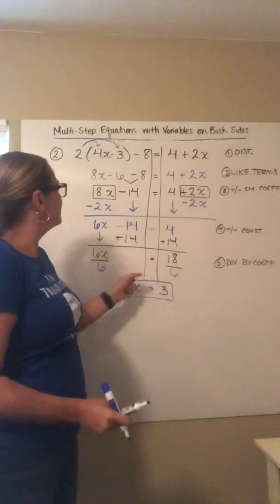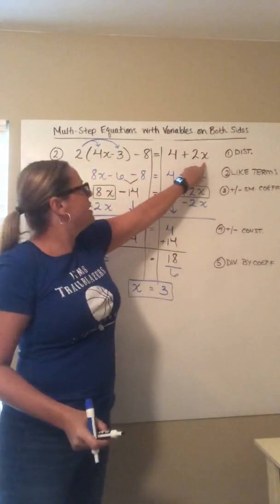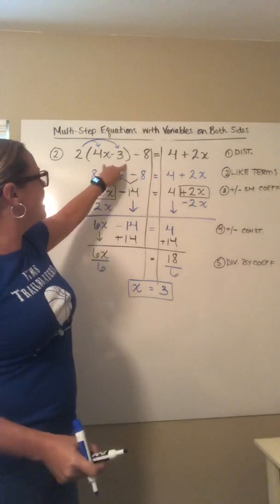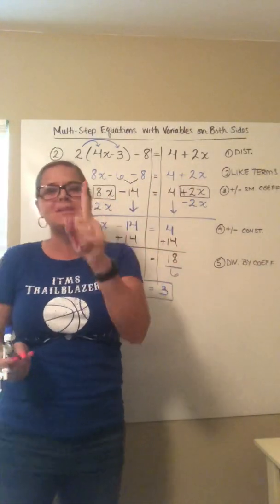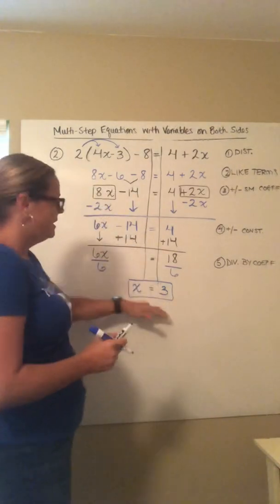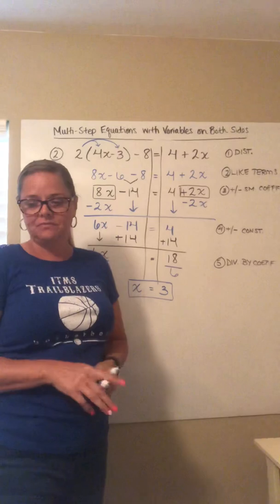If I were to replace x with 3 on the left and right side, it means that the value of the left side and the value of the right side would equal each other. And there's only one solution for which that happens, and it's x equals 3. So this has one solution only.